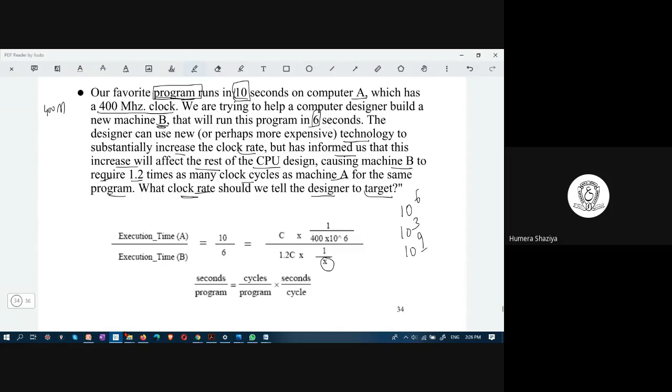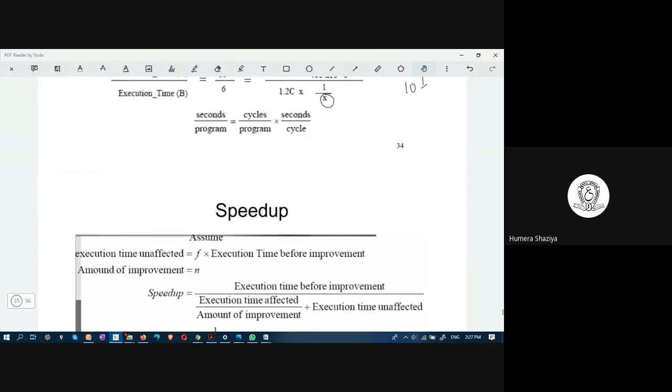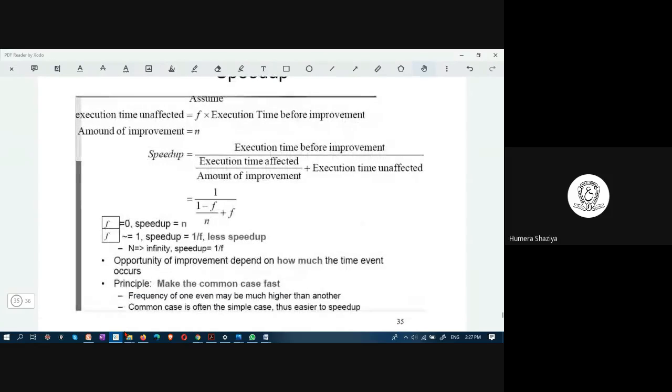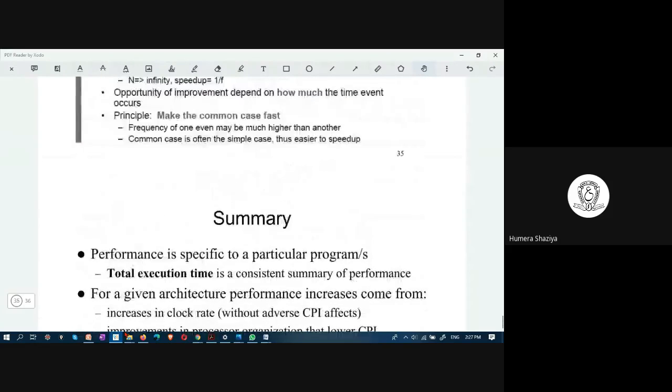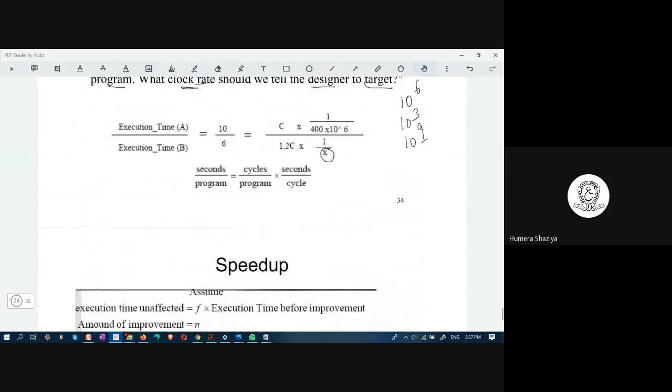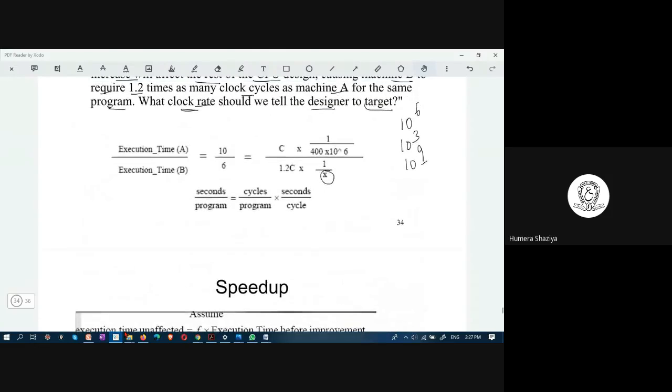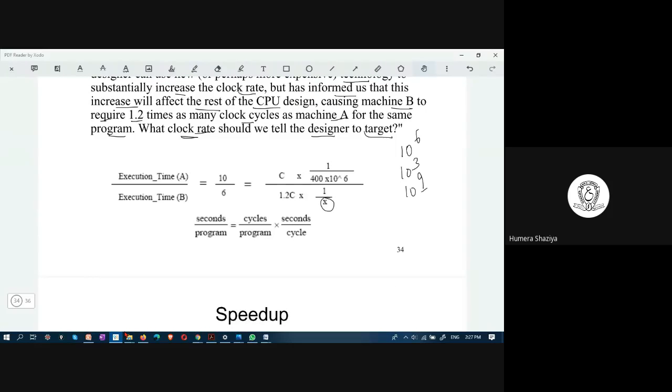So seconds by program is equal to cycles by program into seconds by cycle. Cycle is the number of cycles the CPU achieves. So speedup is equal to... this has not been totally solved. So you have to solve it. Try to solve this equation and get the result.